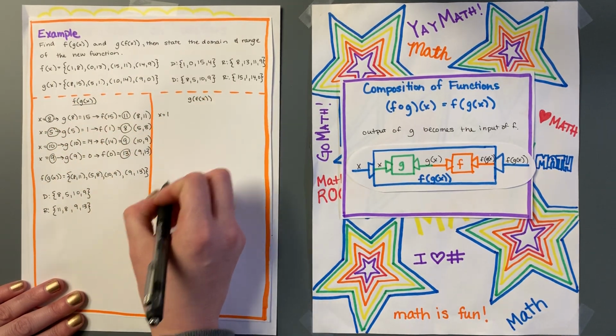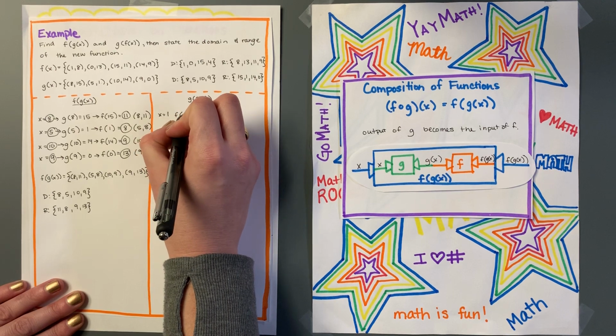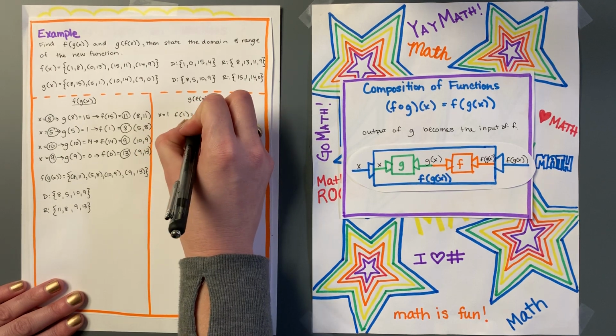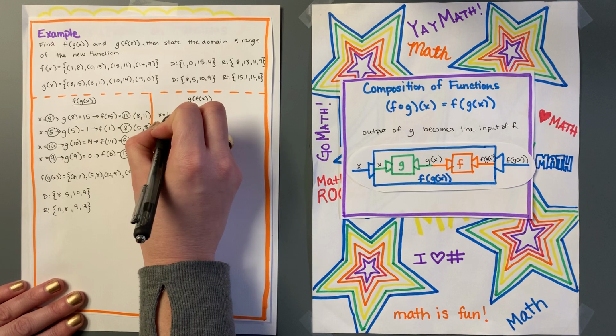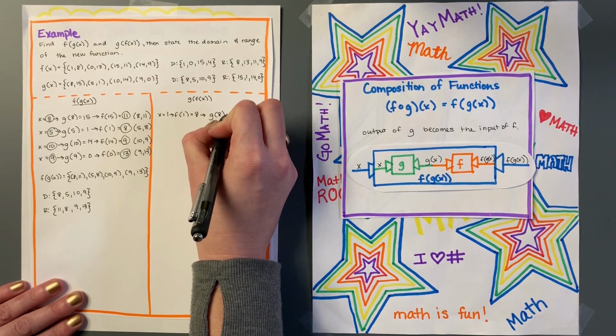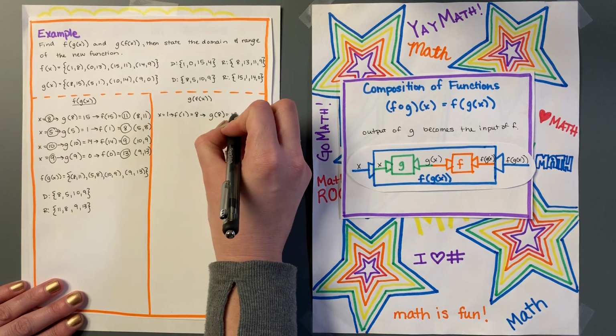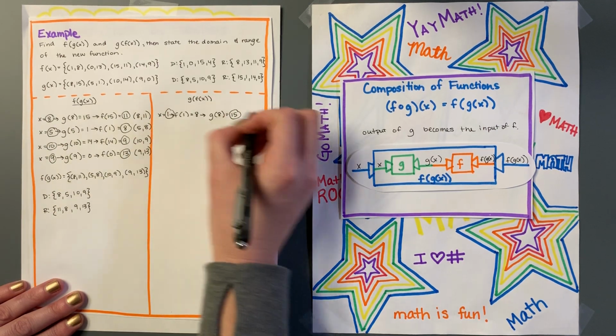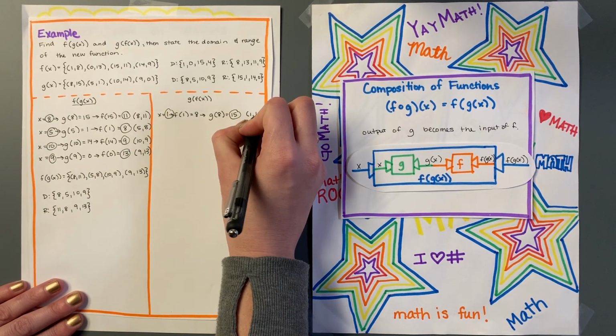So I'll start with x equals 1. So f of 1 is equal to 8. So if 1 goes into the f function, 8 comes out. If 8 goes into the g function, 15 comes out, giving me an ordered pair, 1, 15.